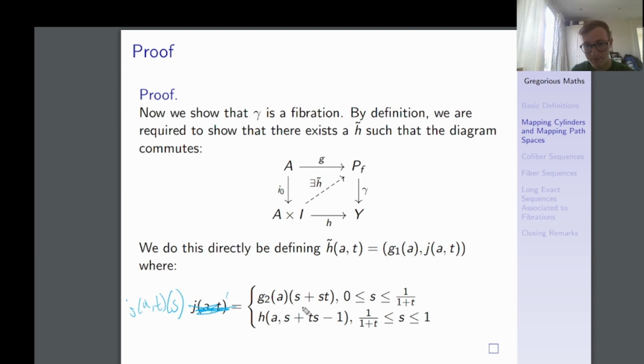Firstly, when S is between 0 and 1 over 1 plus t, it is equal to G2 of A evaluated at S plus st, and when S is between 1 and 1 over 1 plus t, it's equal to H of A, and the second part is S plus TS minus 1. Yep, that's right. So, let's check that this works.